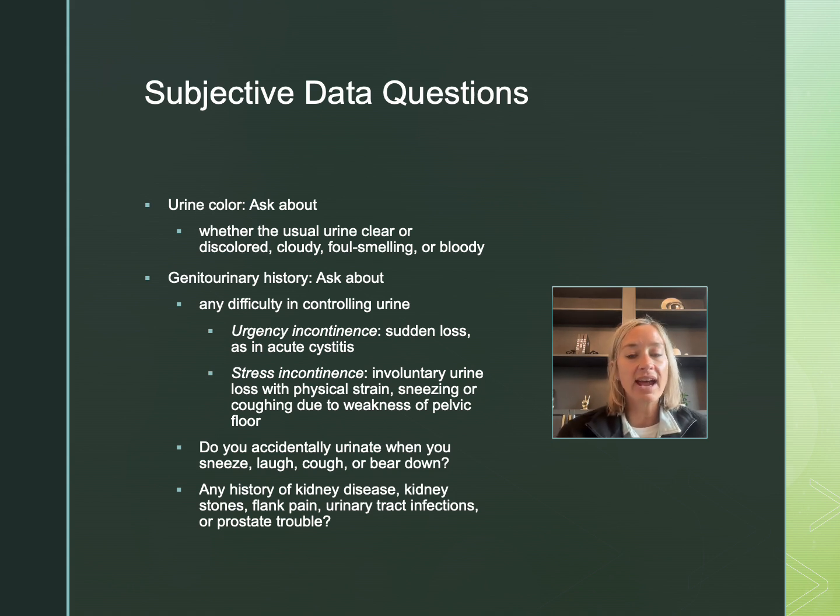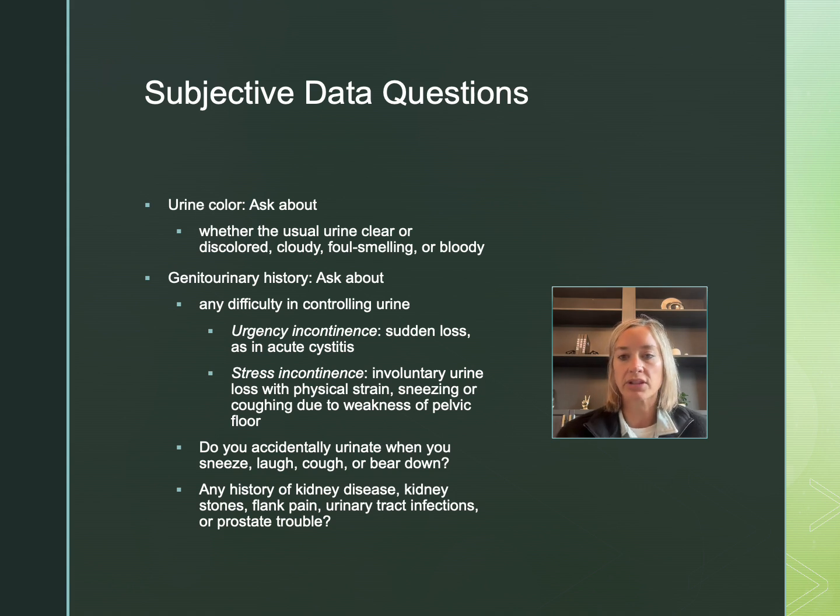For urine color, ask something straightforward, like, is your urine usually clear, or has it been cloudy, discolored, or foul smelling? This is simple, but it can reveal a lot. For example, cloudy or foul smelling urine could indicate an infection, while a reddish or brownish color might suggest blood in the urine, possibly from kidney or bladder issues. Encourage patients to describe any recent changes in urine color, as that can be a key indicator of a new or worsening condition.